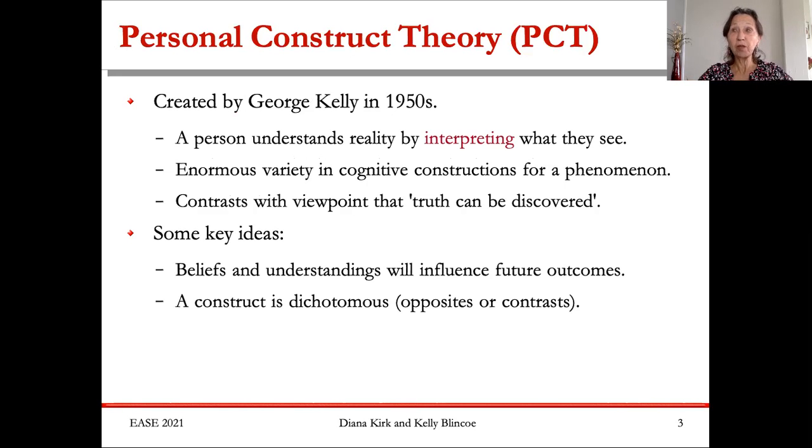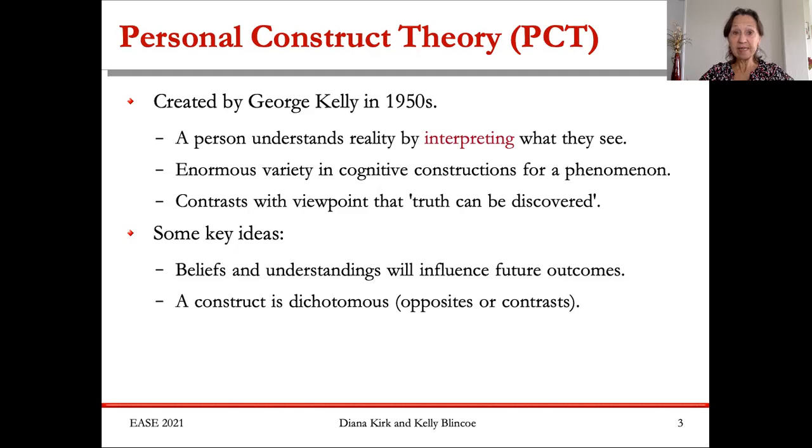So personal construct theory was created by George Kelly in the 1950s, and his idea is that a person understands reality by interpreting what they see. And of course, there are going to be very many different sorts of interpretations, which means there's an enormous variety in cognitive constructions for a given phenomenon. And this is in direct contrast with the idea that you can find out truth and capture it.